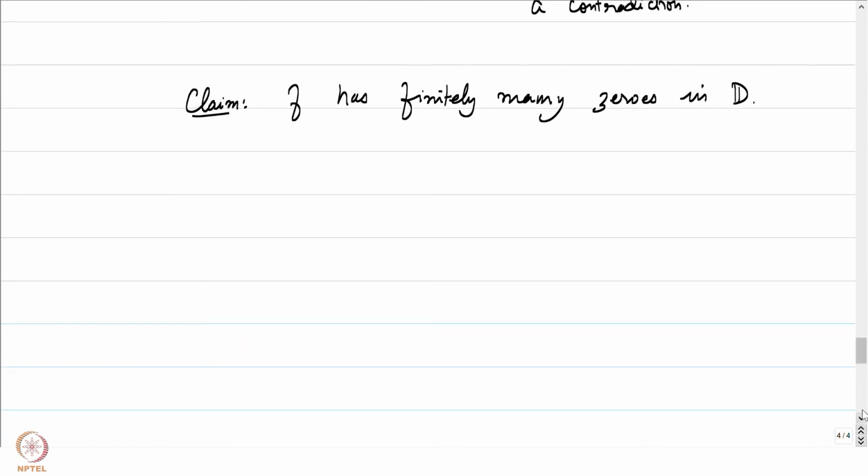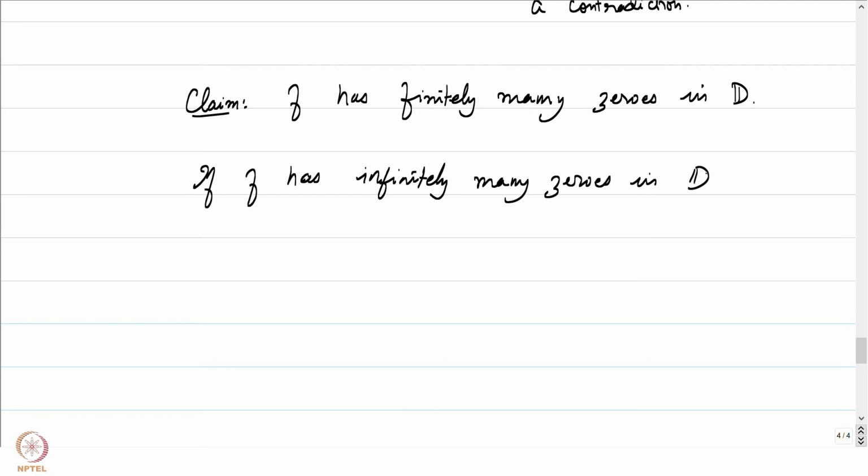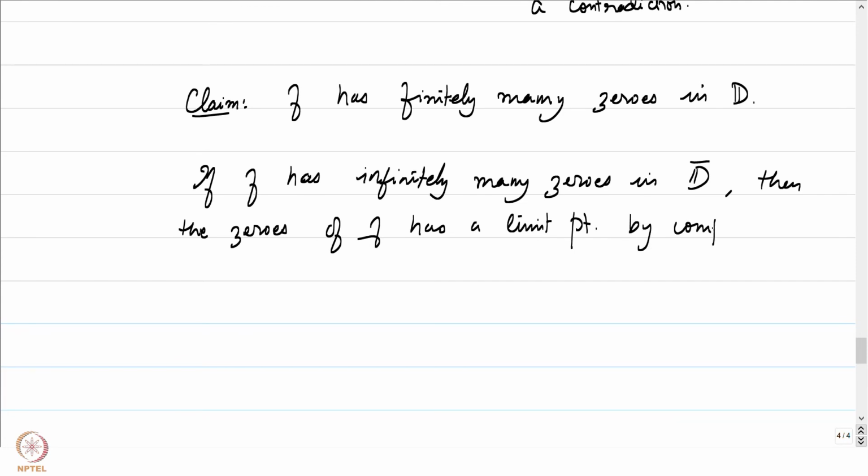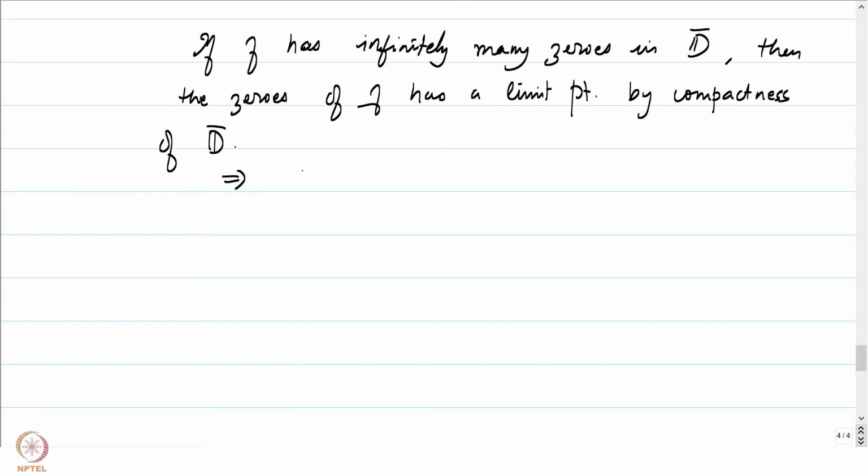So let me write that down. If f has infinitely many zeros in D, in particular in D bar, then the zeros of f have a limit point by compactness of D bar. By compactness of D bar, we will be able to get hold of a limit point, and this would imply that f is identically equal to 0, a contradiction to the fact that f is non-constant.